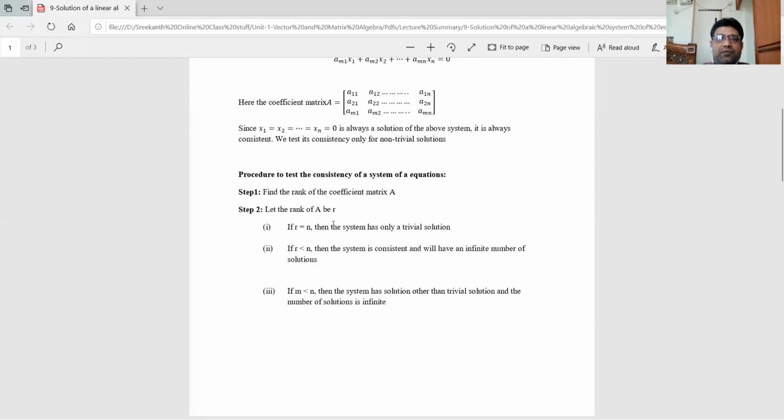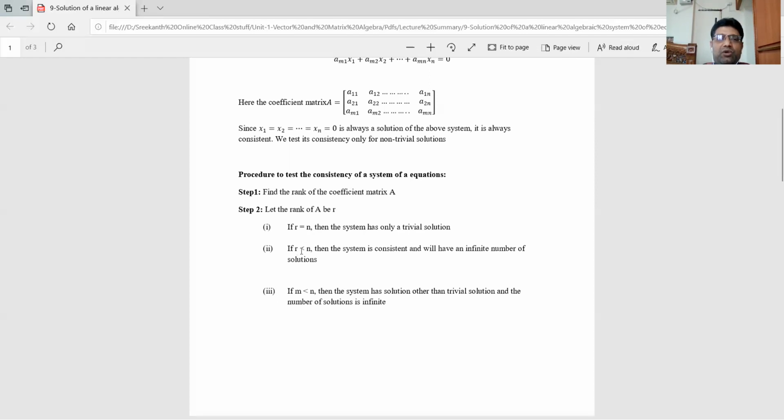First one, if the rank of the coefficient matrix equals the number of unknowns n, then the system has only a trivial solution. So you don't have any other solution except the trivial solution. This is true whenever the rank of the coefficient matrix equals the number of unknowns. In that case, it will have only the trivial solution, so there is no non-trivial solution.